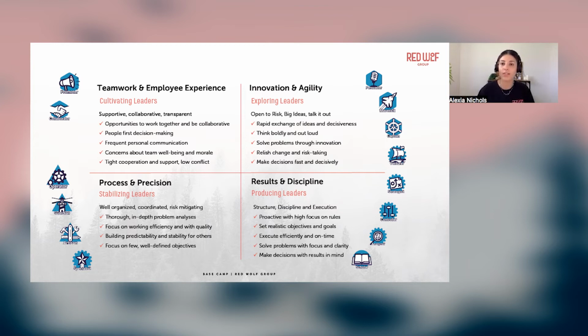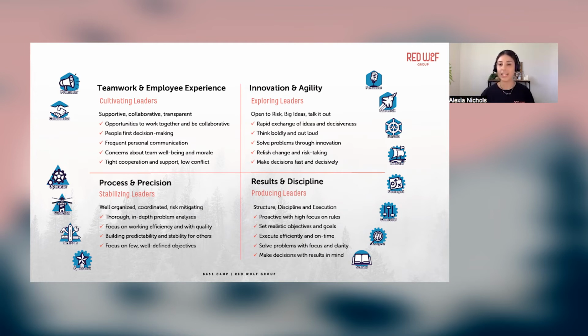How can we do things better? How can we improve? What new products can we offer? What new services can we give to our customers? And they are really going to solve problems through innovation and through the ideas that they're formulating. They will also really relish change. For them, change is quite comfortable. It will come quite naturally for them, and they're going to be risk-taking.